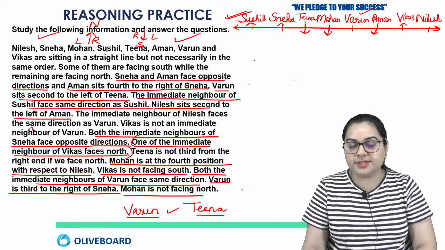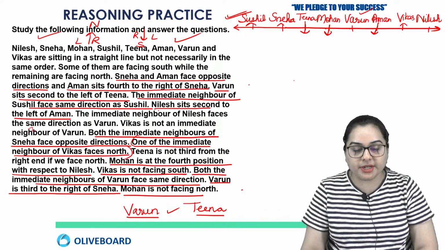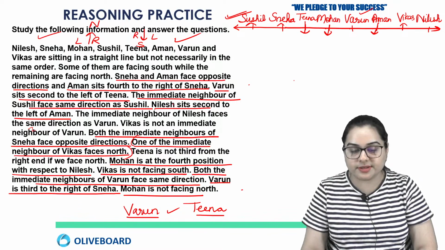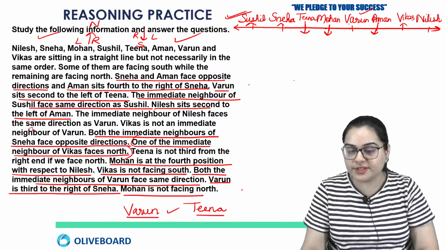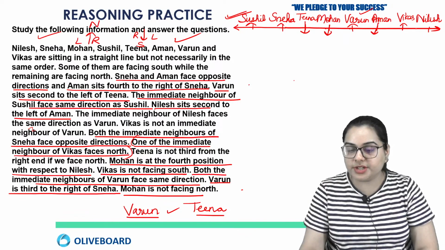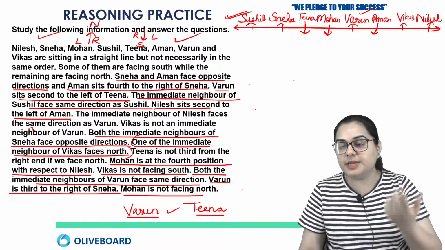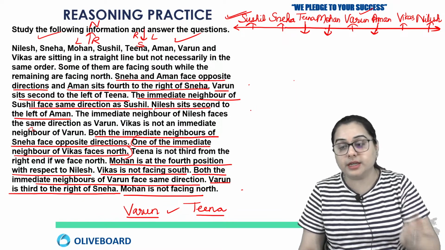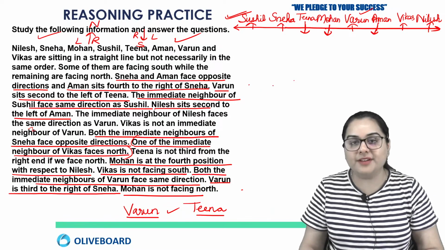Okay, so now we have to just cover the facing part. We have this information that immediate neighbor of Sushil faces the same direction as Sushil. This is done. Next is immediate neighbor of Nilesh faces the same direction as Varun. Immediate neighbor of Nilesh is Vikas, who is facing north, so Varun is also facing north. Next we have one of the immediate neighbors of Vikas faces north, that means Nilesh faces north, because one of the immediate neighbors of Vikas is Aman, who is facing south, then the other neighbor should be facing north.